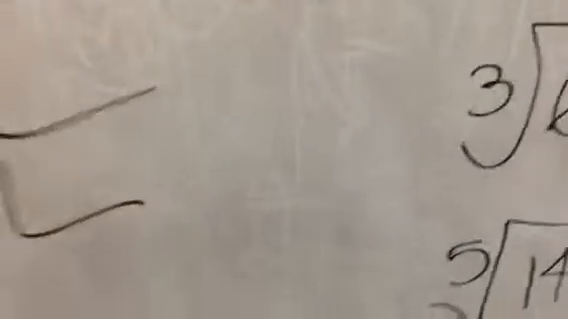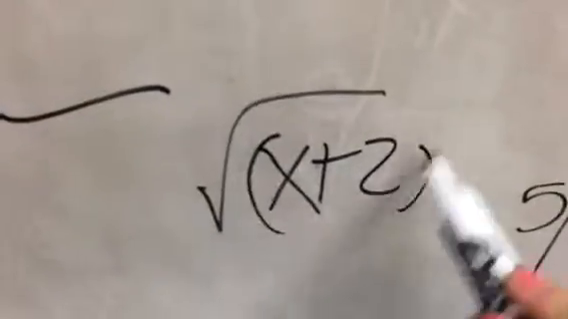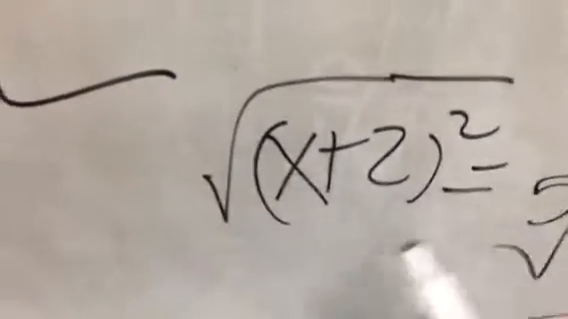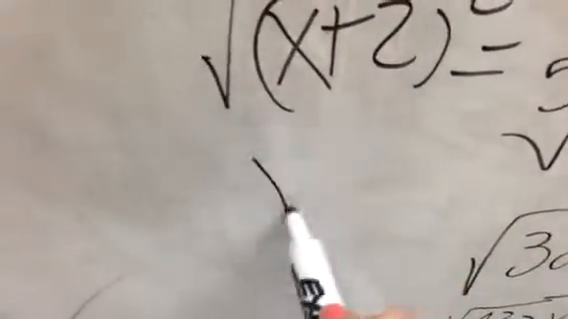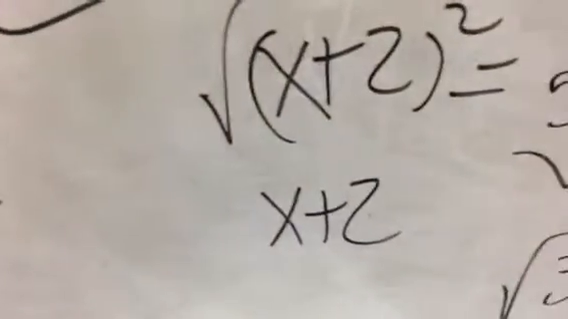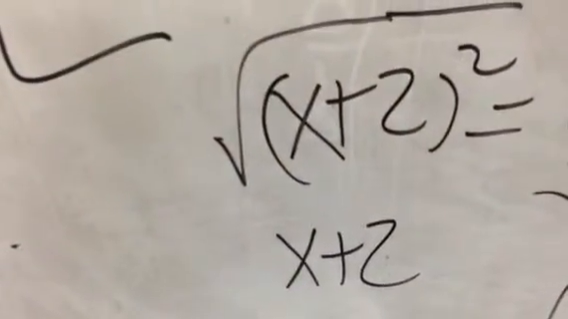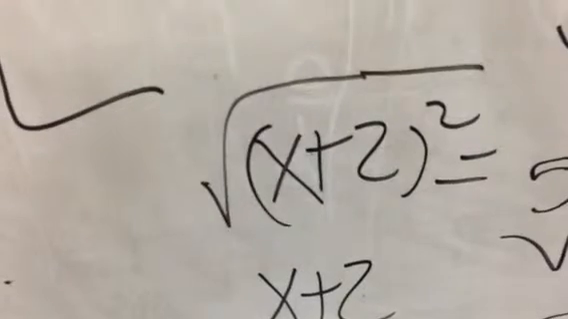All right, there's one more example: the square root of x plus 2 squared. Anything squared is just going to pop out as itself. x plus 2 squared is just going to pop out into x plus 2. All right, hopefully you guys will be able to do this.